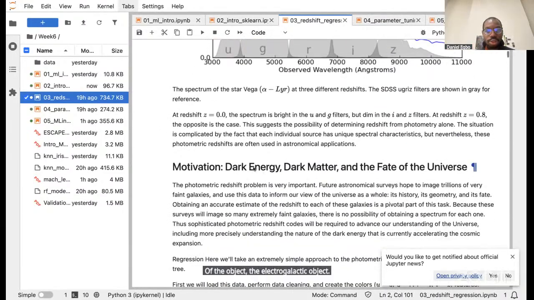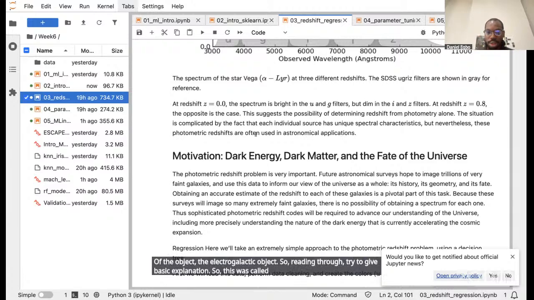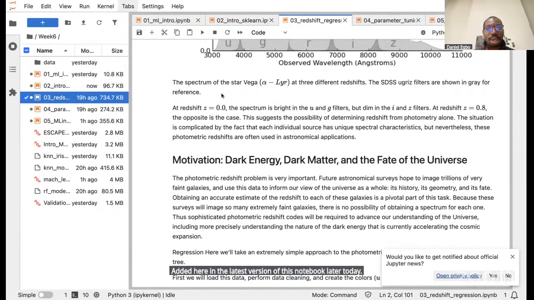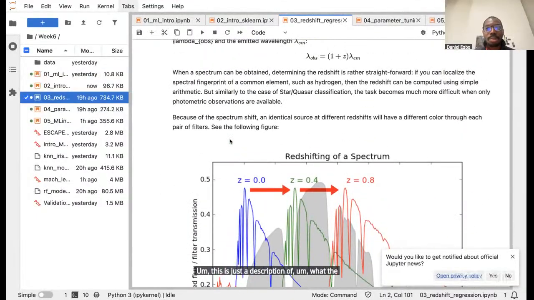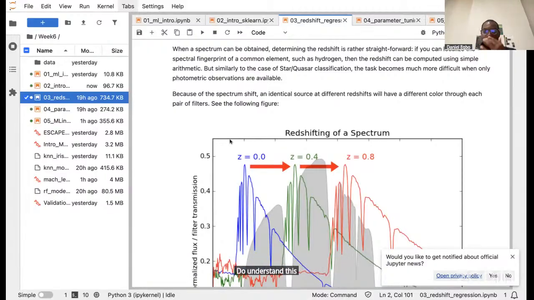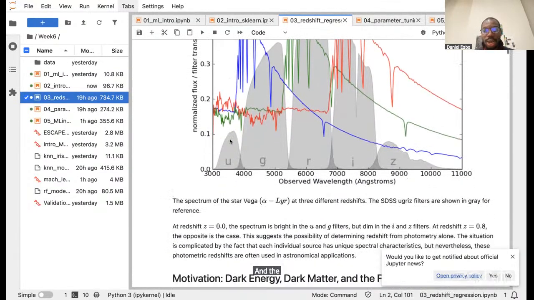So reading through, I try to give a basic explanation. This was copied from somewhere. Actually, I need to also add it here in the latest version of this notebook later today. This is just a description of the scientific concept of what redshift is. Some of you in astrophysics do understand this, when you're talking about distant extragalactic objects like quasars, AGNs, and galaxies.